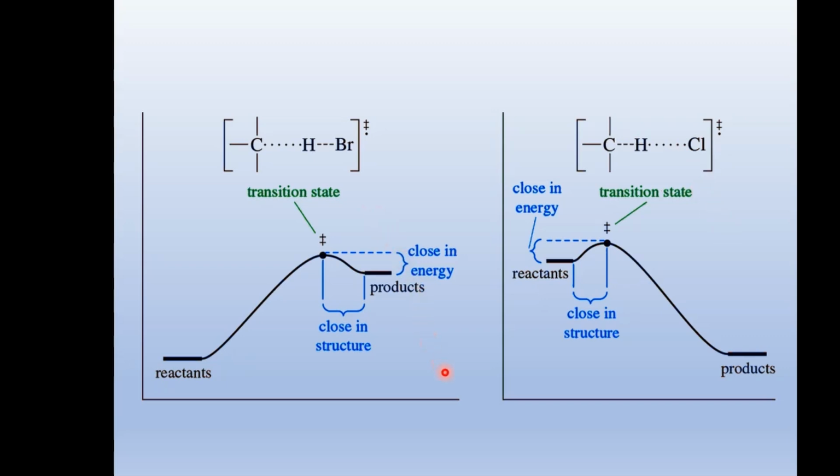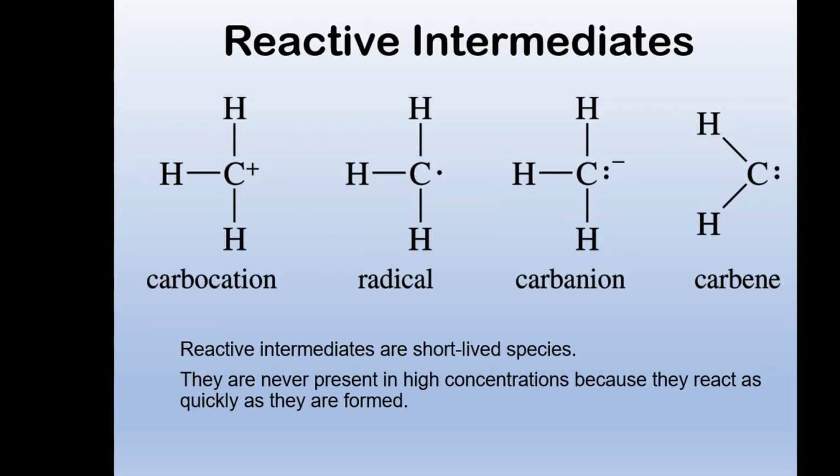Bonds are breaking, bonds are forming. And if you use your imagination, try and make that Hammond postulate make sense in your mind. Notice they drew this H closer to the Br, and over here they drew the H closer to the carbon, where they say that in an exothermic reaction, Hammond's postulate says the transition state looks like reactants. In an endothermic, they say the transition state looks like products. So carbon radicals are reactive. All free radicals are reactive.